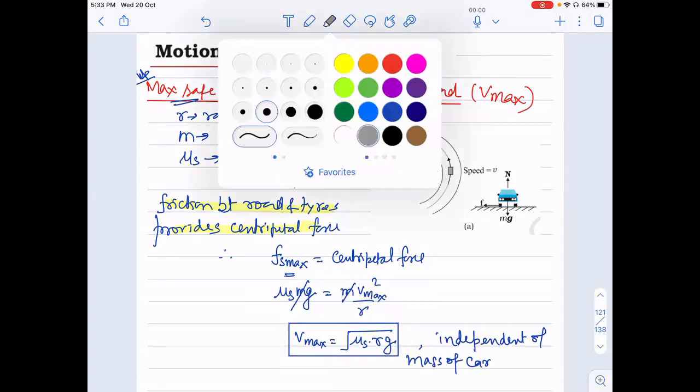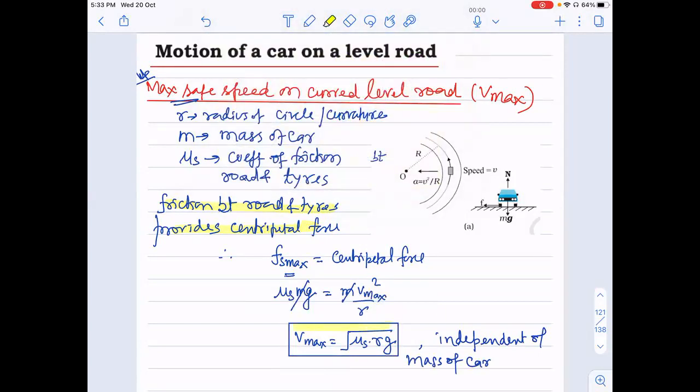if you are changing tires, it changes. Tires becoming old means the coefficient of static friction decreases, μs goes down in old tires, so the maximum safe speed also decreases. If you don't decrease the speed, the vehicle will slip or skid while turning, it will be thrown outward. Friction is not sufficient to provide the required centripetal force, so it will skid outward. It will go and hit the outward boundary.